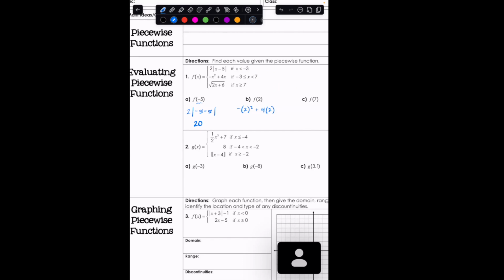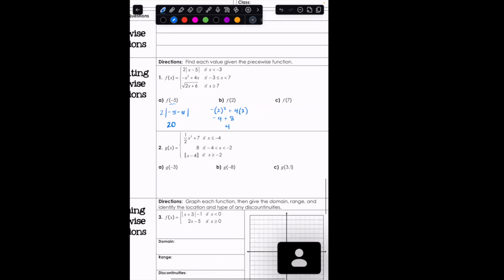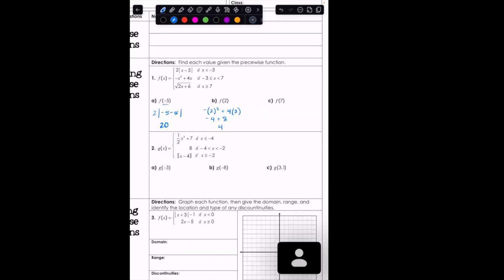When you're evaluating these, it's important to remember to use the order of operations. We have to square it before we apply the negative. So 2 squared is 4, and then we multiply by that -1 in front and make it -4, plus 8. So -4 plus 8 is 4.